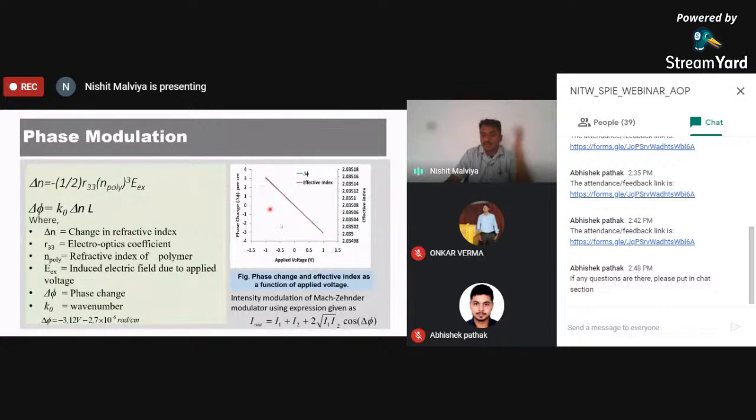When we apply the voltage, the refractive index changes. Due to this refractive index change, the effective index changes, and in this way we find the phase change. This phase change can be used for calculating the modulation. So these are the fundamental equations involved in our silicon photonics devices.